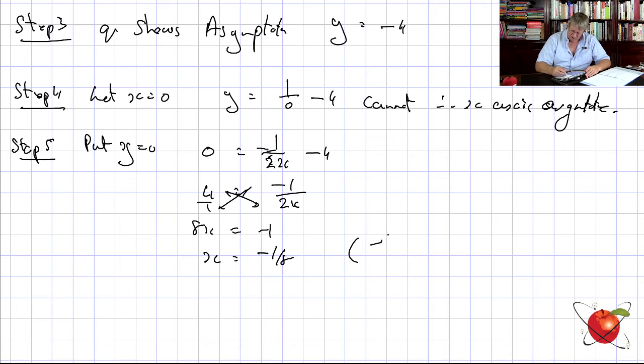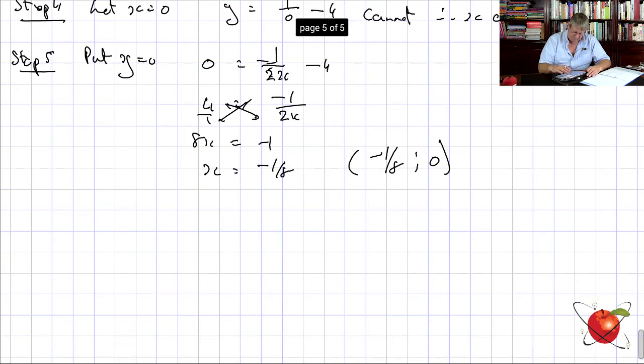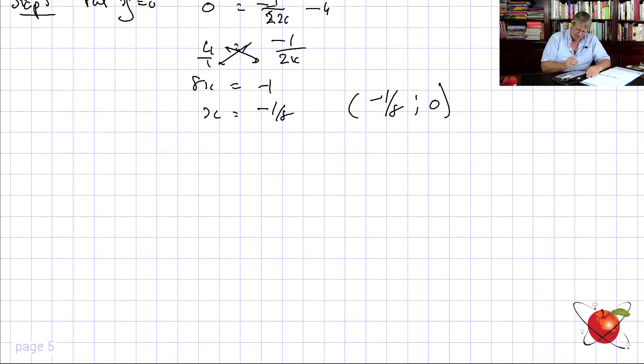We write our coordinate down so that we can plot it. We're almost there, and we can now go and plot this, can't we? And we've got that one. So now, last thing is step 6. Plot x equals minus 1, x equals 1. We just plot these points, x equals 1, x equals minus 1.